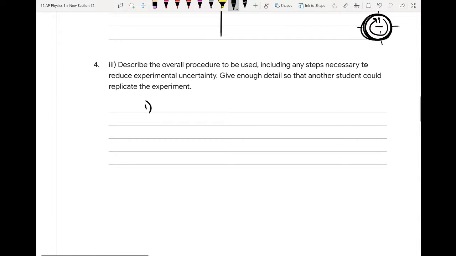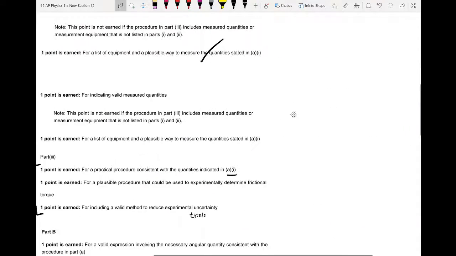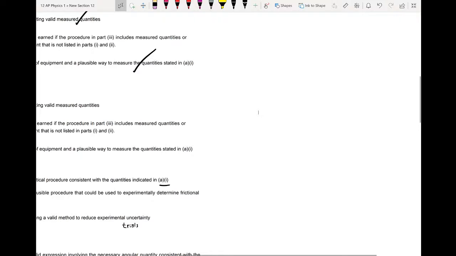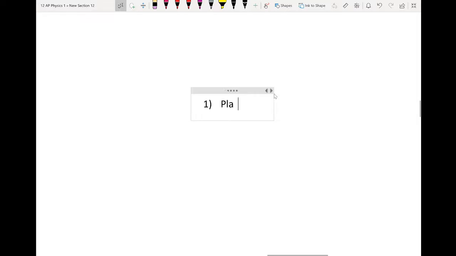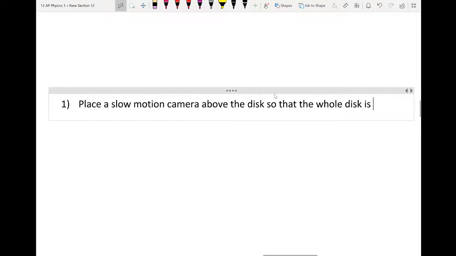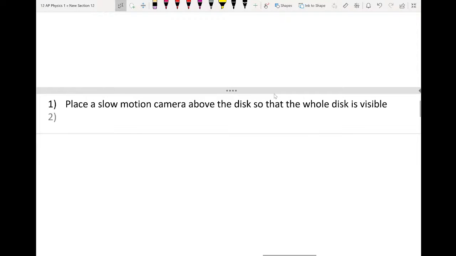So step 1, I'm going to say, actually, I think I'm going to type this out. So sorry, it's going to change really quick. Okay, so step 1, I'm going to say place a slow motion camera above the disk so that the whole disk is visible. And then I'm going to place a small dot on the edge of the disk at one location. So this will be my way of keeping track of how many times it's rotated.